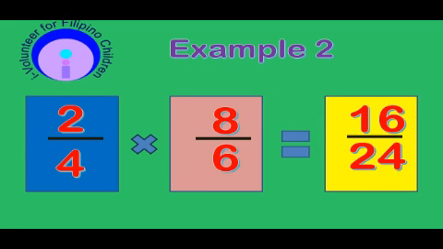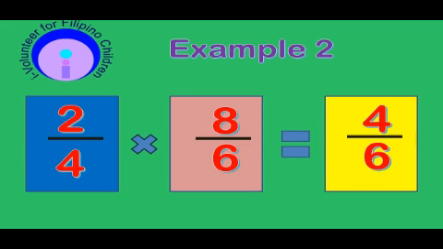In simplifying fraction, think of a number that could divide the numerator as well as the denominator. The number that could divide 16 and 24 is 4. 16 divided by 4 is 4. 24 divided by 4 is 6. Is 4/6 the simplest form?